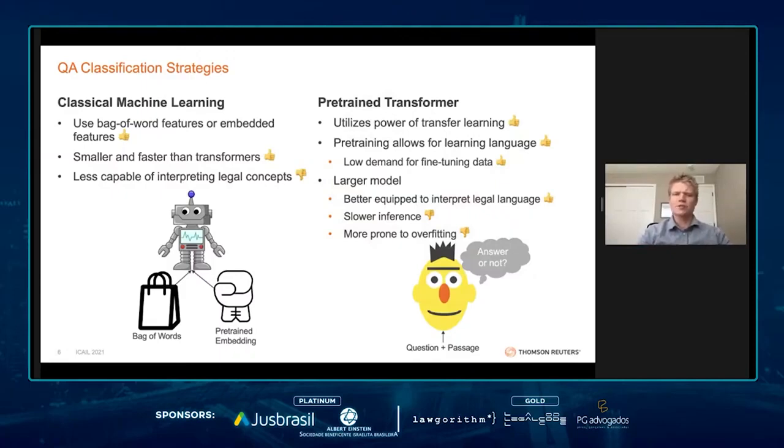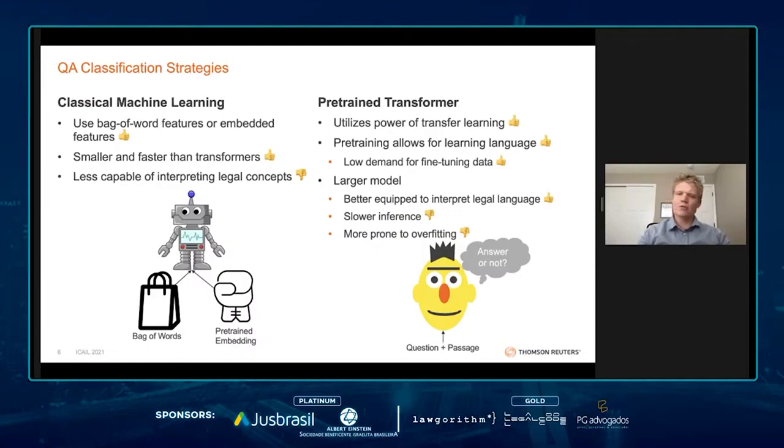So some of the ways we can do this, one, we could use classical machine learning, where we use like a bag of words approach, or we could use embedded features like your GloVe embeddings. Classical machine learning models are usually faster and smaller than transformers, which makes them easier for a production system. However, because of their small size, they're less capable of interpreting legal concepts.